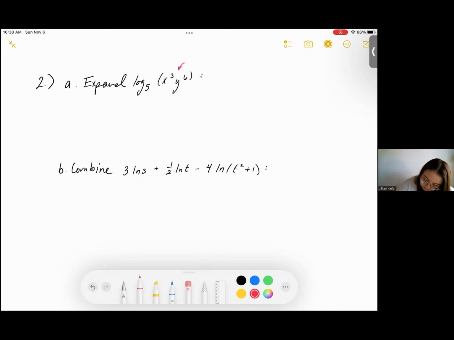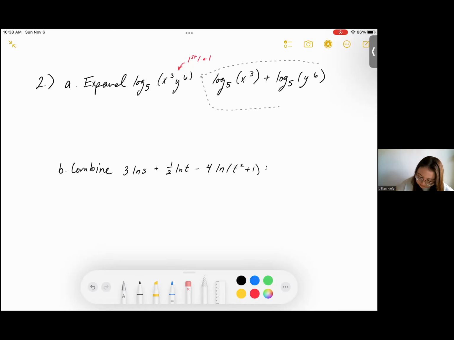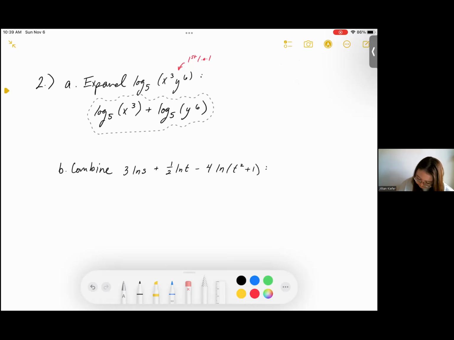So to separate, we'll use the first law of logarithms, which means that we will turn this into the sum of 2 logarithms. So we'll separate them out. This will turn into log base 5 of x to the power of 3 plus log base 5 of y to the power of 6. So that's our first step there. Let's actually bring this down to the next line. So we have our two logarithms.